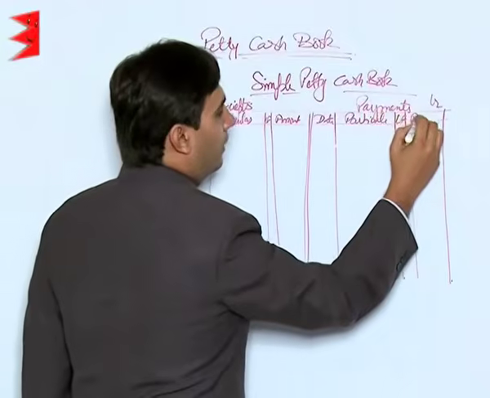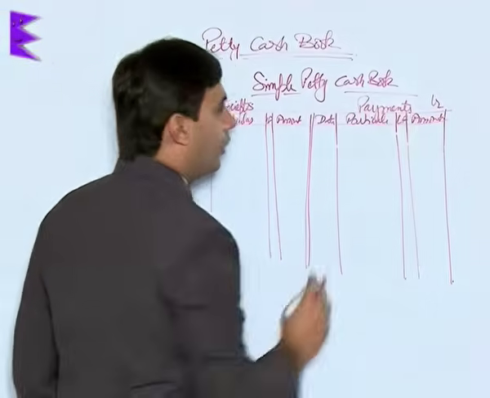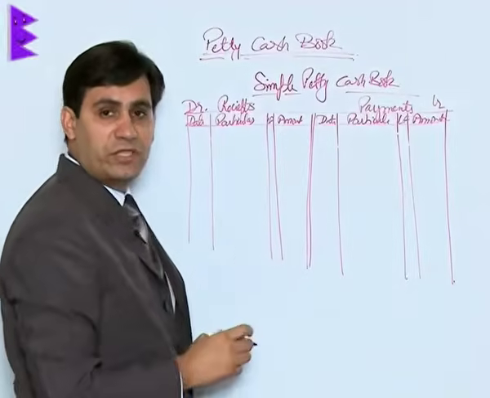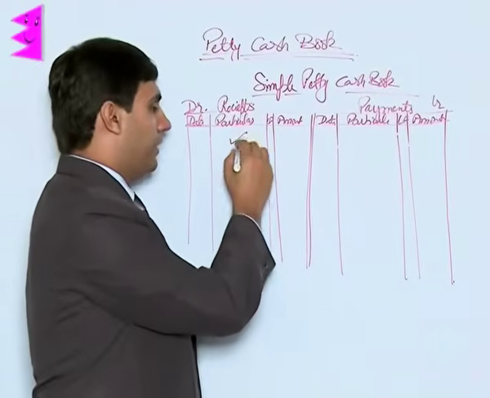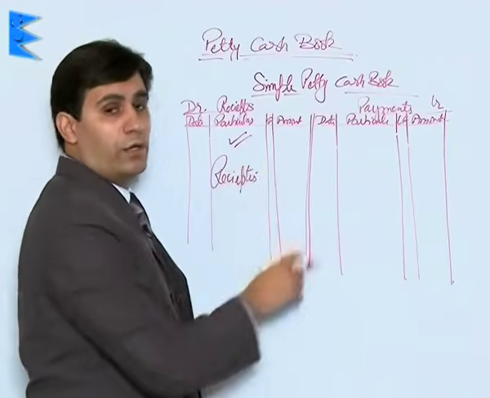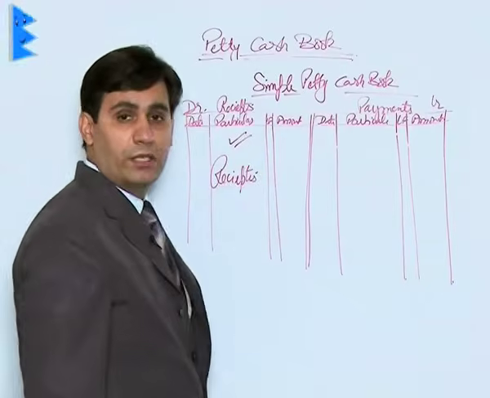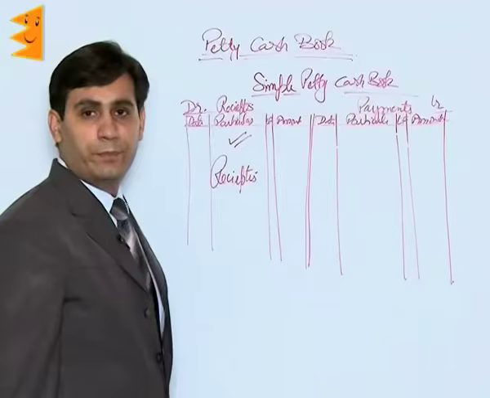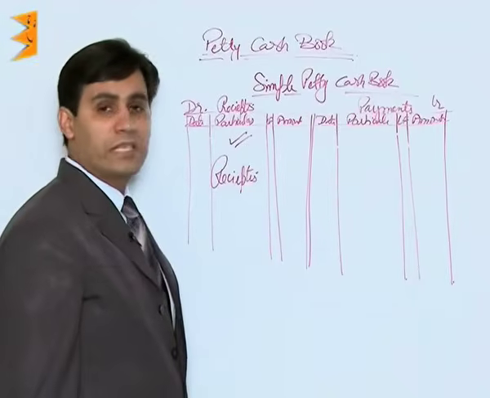Ledger folio and amount. All the amounts that a petty cashier receives are entered here, that is receipts, and all the payments are entered here. So it is just like a simple single column cash book.